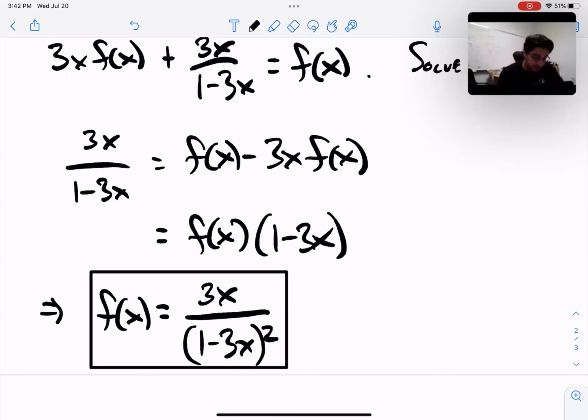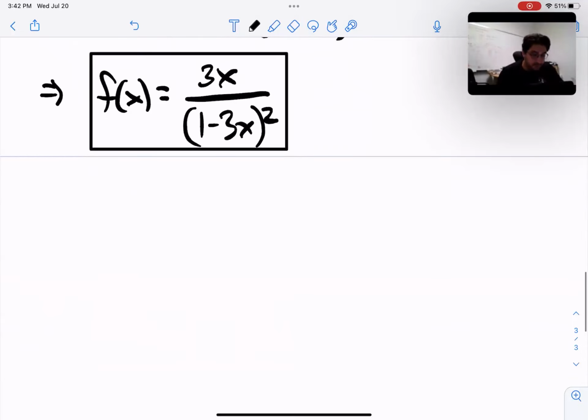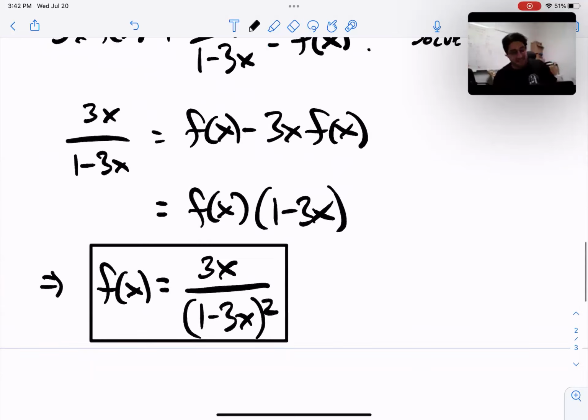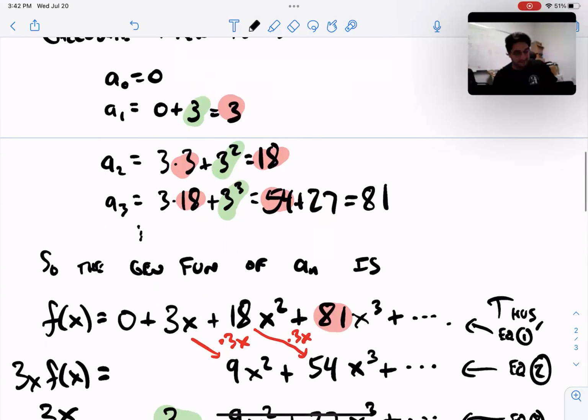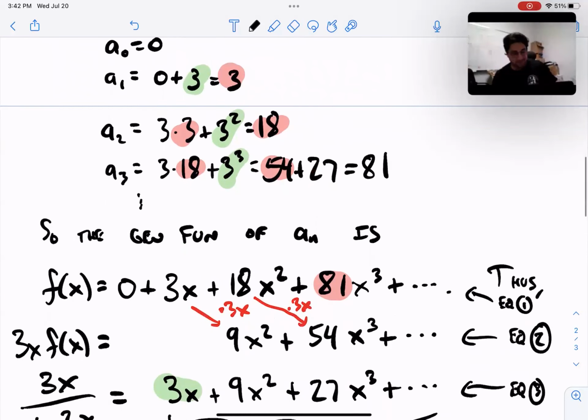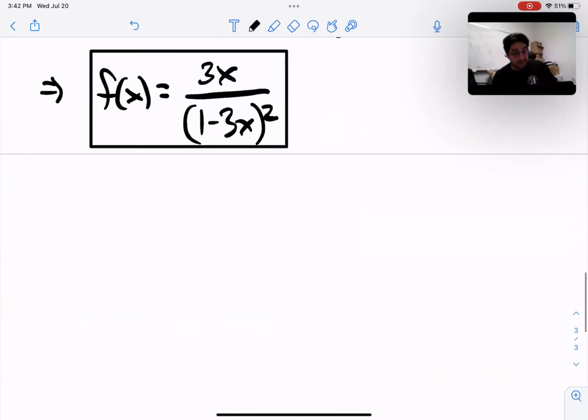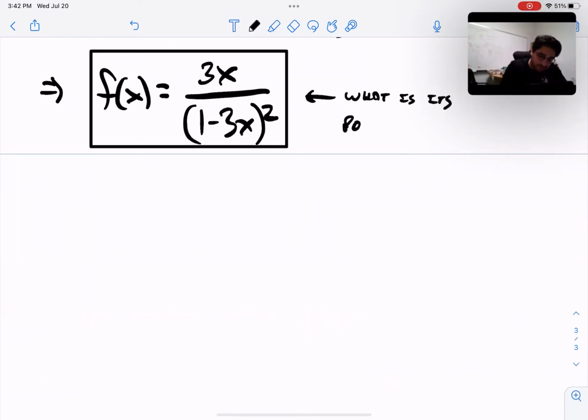So now what can I do? Well, now forget that this function came about as a generating function representing some recursively defined sequence. And instead, now just go back to Calc 2 and ask yourself, what is its power series, right? Find a power series for this function. Imagine it like a calculus exercise.